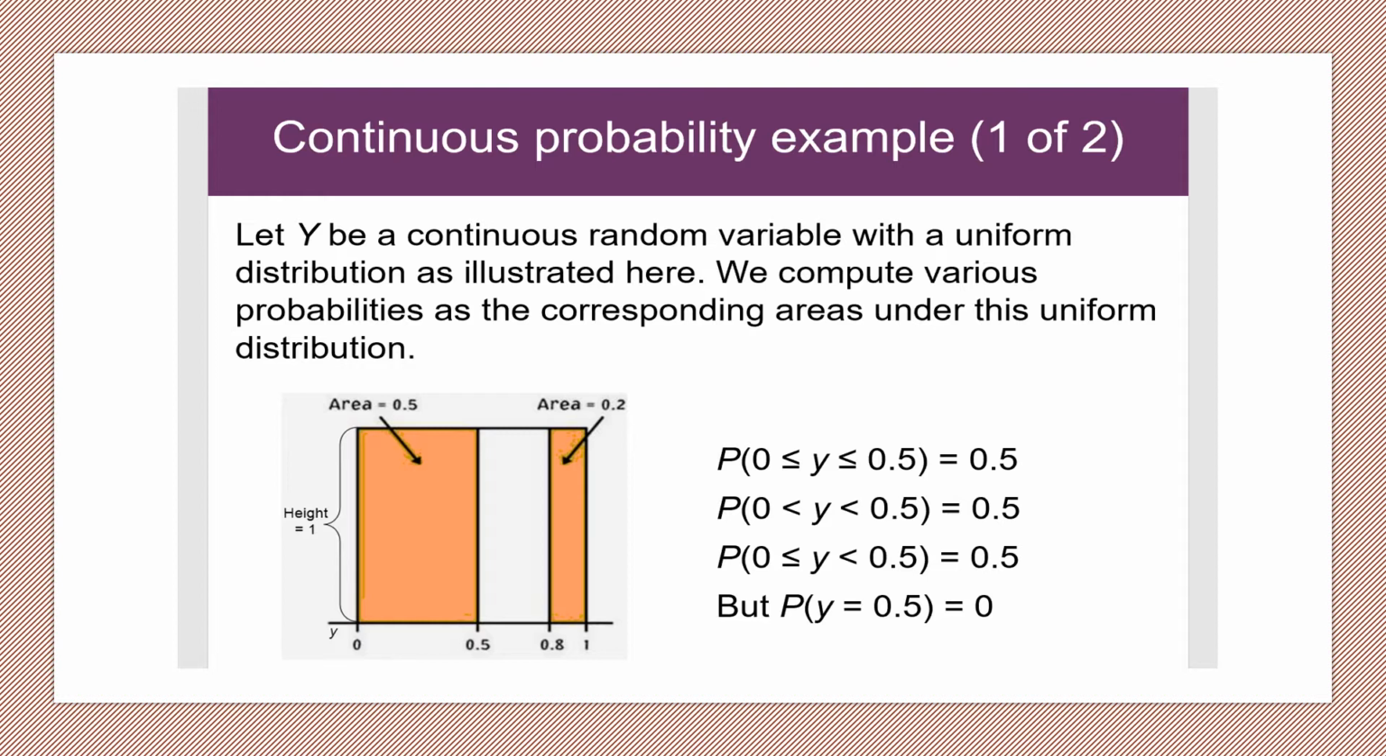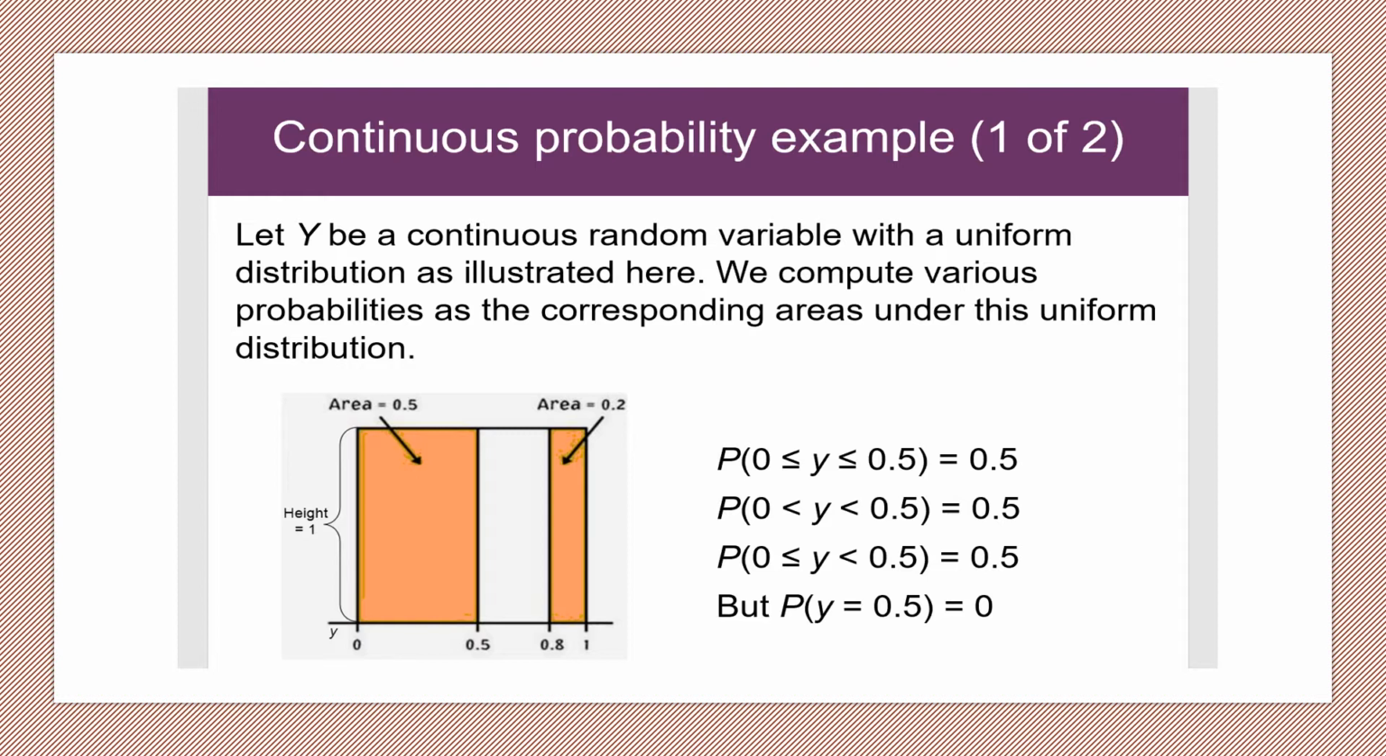And in this, you have to note that the probability of y equal to 0.5 is exactly 0. Why is it so? P of y equal to 0.5. Y equal to 0.5 is the thin line drawn above 0.5. That area of a thin line is always 0. So the probability when y is exactly equal to 0.5 is 0. It's mainly because of this reason.